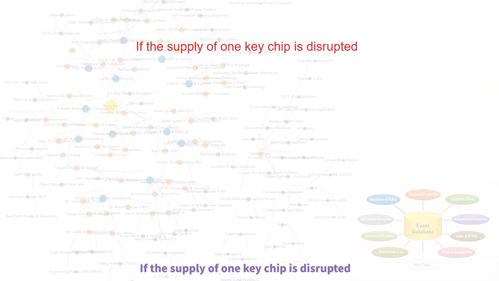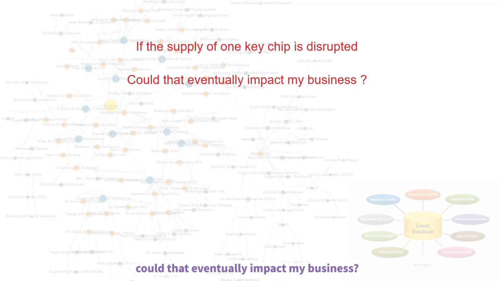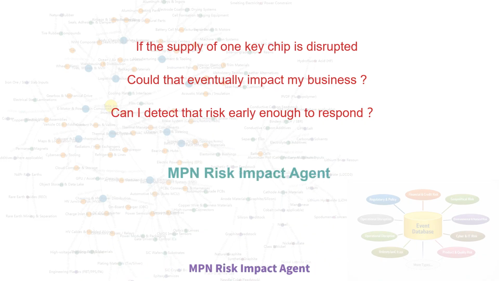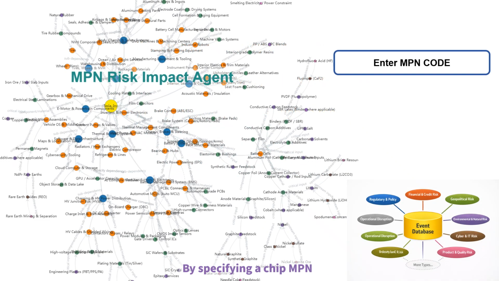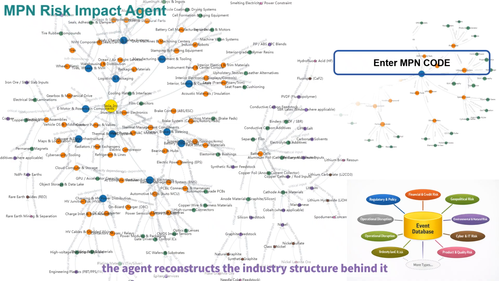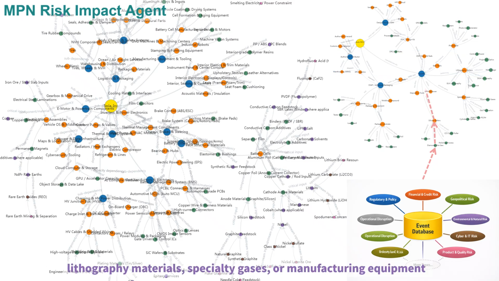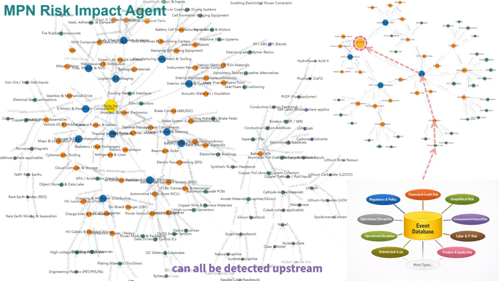If the supply of one key chip is disrupted, could that eventually impact my business? And can I detect that risk early enough to respond? These are the questions answered by our MPN risk impact agent. By specifying a chip MPN, the agent reconstructs the industry structure behind it. Disruptions in wafer fabrication, lithography materials, specialty gases, or manufacturing equipment can all be detected upstream.